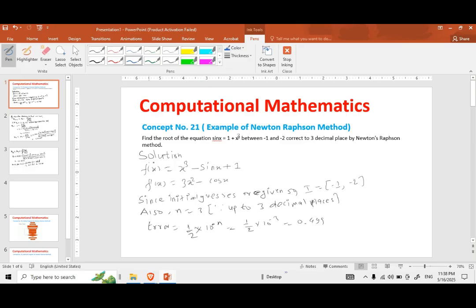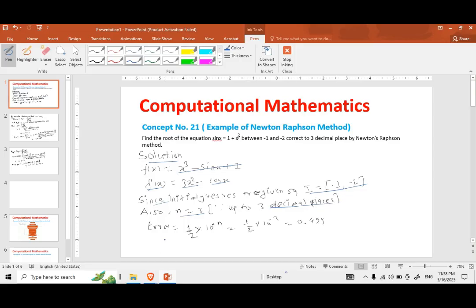So now the solution. Here, the given function is f(x) = x cubed - sin x + 1. Its first derivative is f'(x) = 3x squared - cos x. Since the initial guesses are given, that is -1 and -2, our interval becomes (-1, -2). Also, here n = 3 because of 3 decimal places.